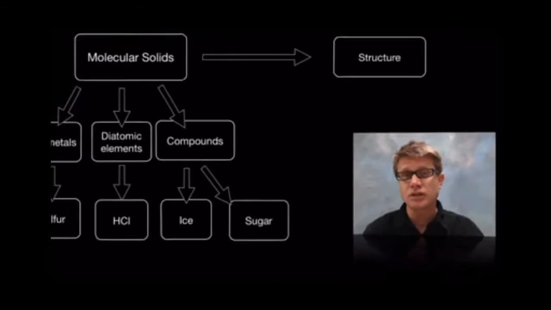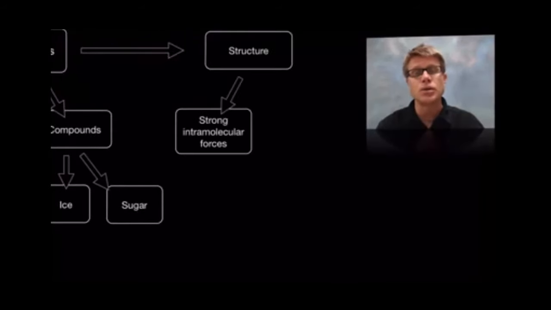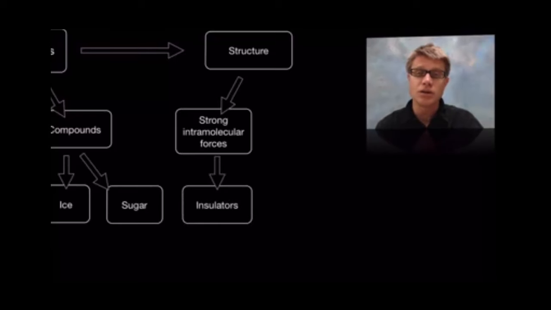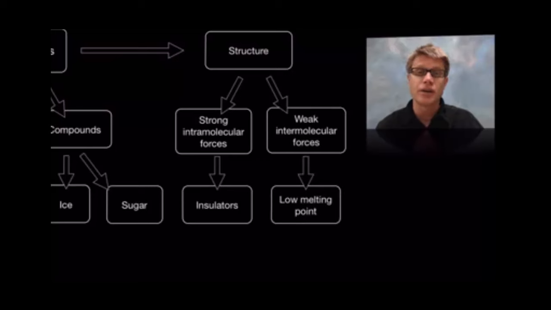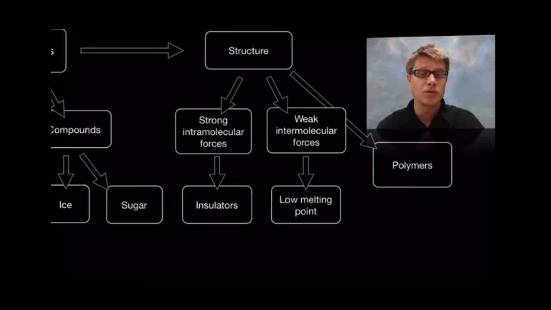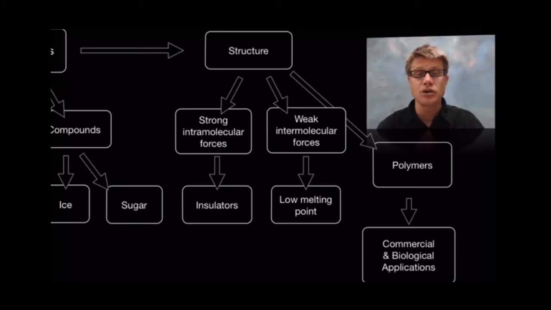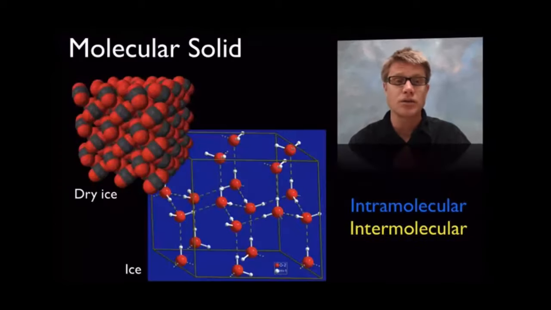And so the structure of these molecular solids are going to determine their properties. And so they're going to have real strong intramolecular forces. So those are going to be the forces within the molecule itself. And as a result, these things don't have a lot of free electrons, and so they're going to act as insulators. They're going to have really, however, weak intermolecular forces, and as a result, they're going to have a low melting point. Now, molecular solids can form polymers, and we use these quite a bit, commercially and biologically, and we'll talk about those right at the end.